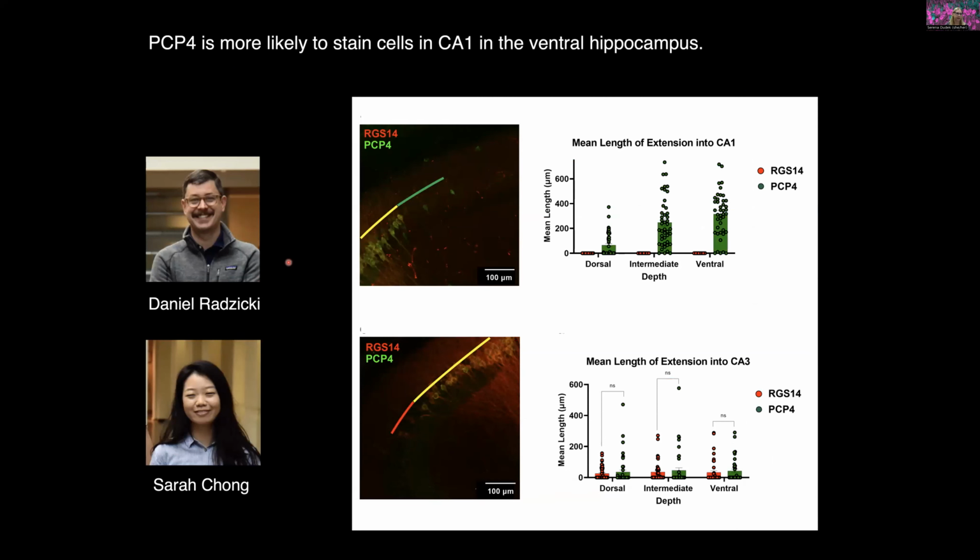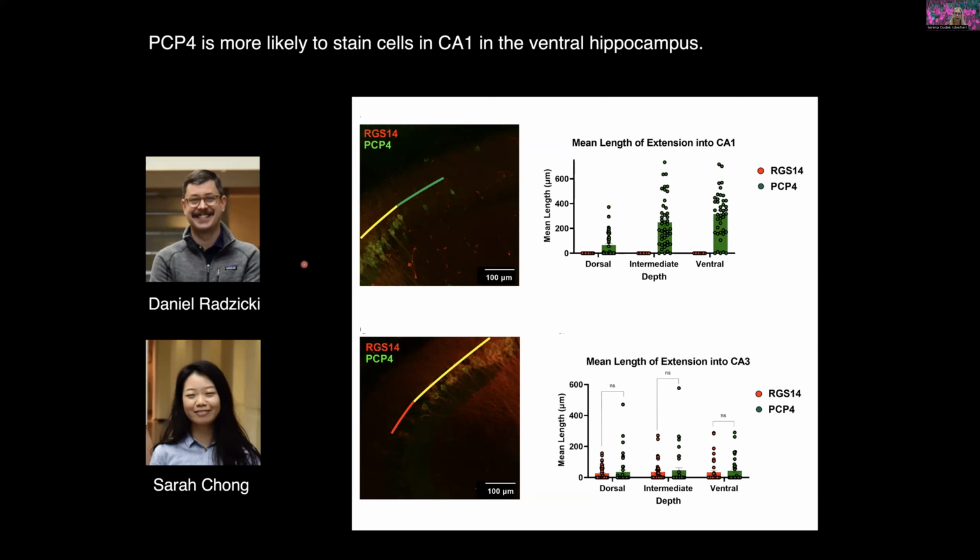This was led by Dan Radzicki in my lab and Sarah Chong. And we thought we would just try to see how these stains matched up. We used RGS14 and PCP4 antibodies against these proteins because they're commercially available and they work really well in a number of species. So we thought this would be really useful to see exactly how they overlap.